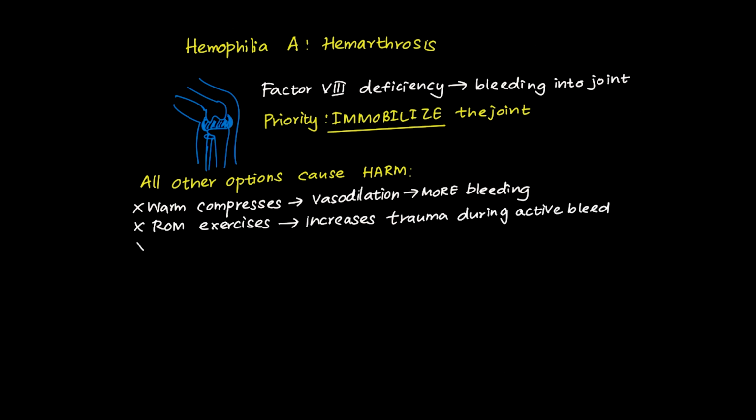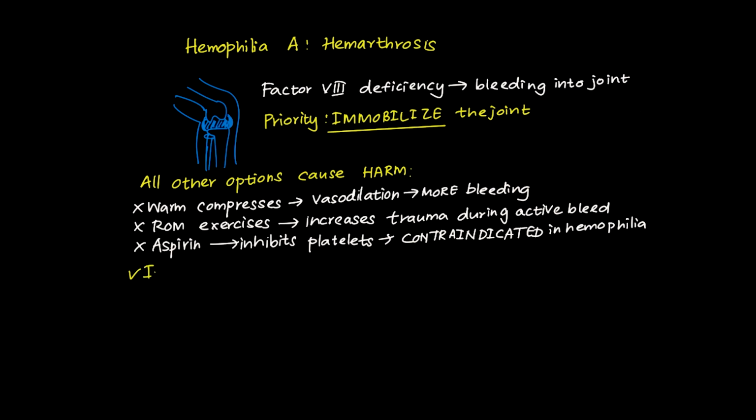Exercises for rehab after the bleeding stops completely. And aspirin, this one should jump off the page as wrong. Aspirin inhibits platelet function. Giving aspirin to a haemophilia patient who is actively bleeding is like throwing gasoline on a fire. Aspirin is absolutely contraindicated in haemophilia.